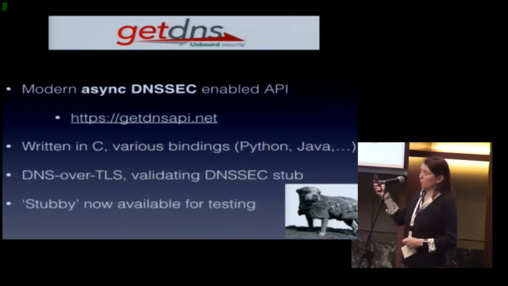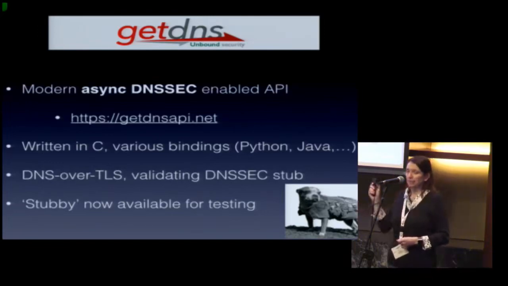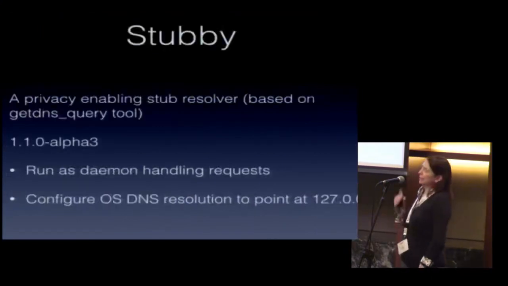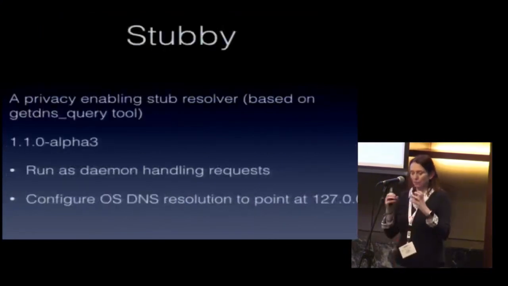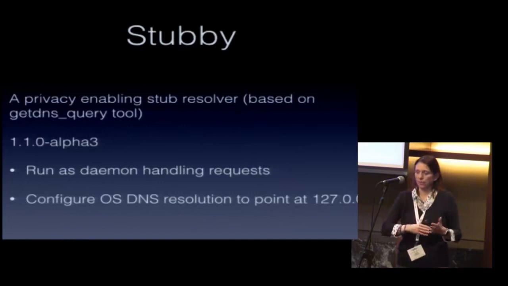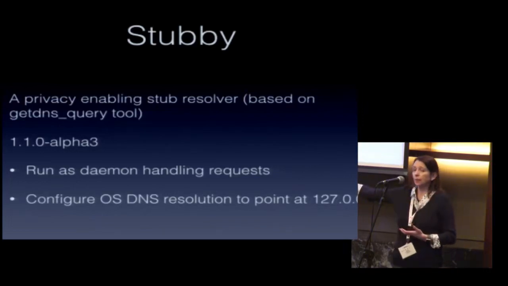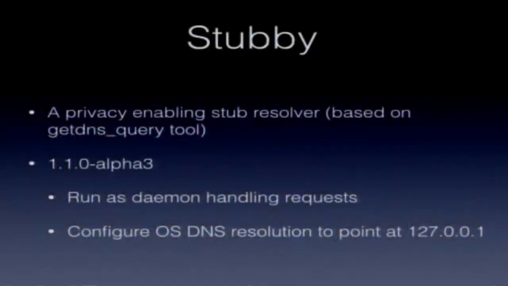So what has recently been developed in the last release is a new mode of using GetDNS, which is called Stubby. This is the mascot for it, Sergeant Stubby. I'll let you Google him if you're interested. But basically what Stubby does is it runs as a daemon on your machine. You point your OS DNS resolution to localhost. Stubby listens on localhost, picks up your queries, and sends them out of the internet over TLS, protecting your privacy.